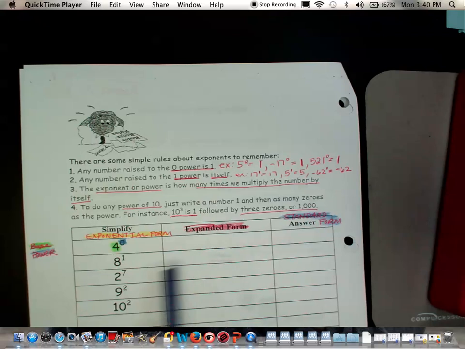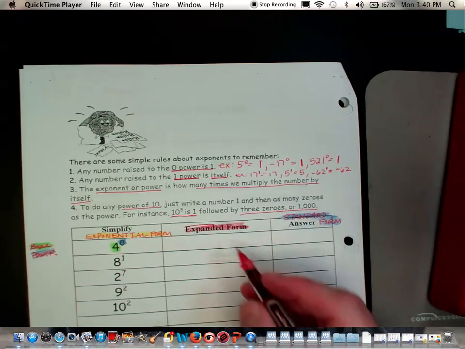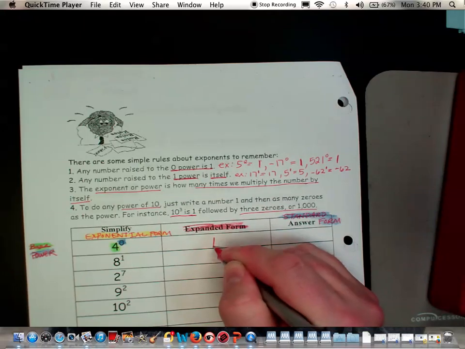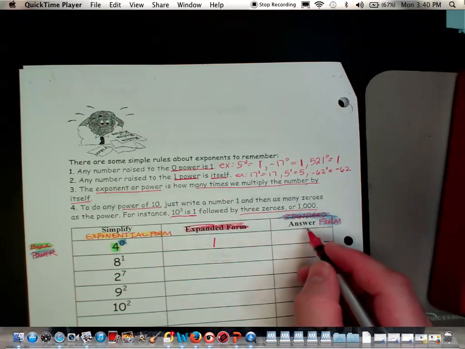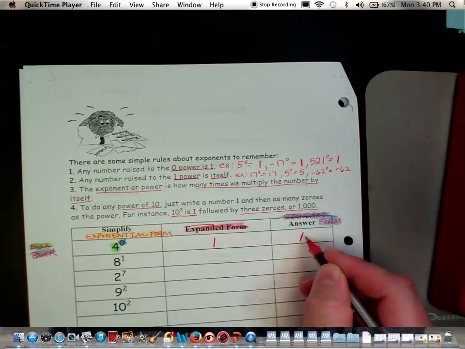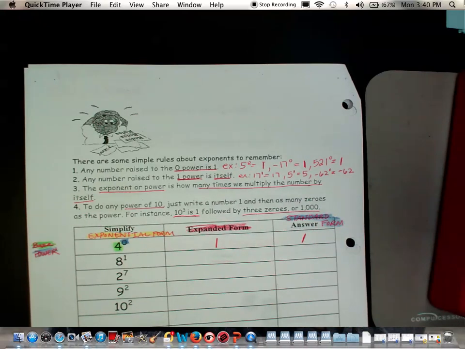When I expand that out, I put it in expanded form. I don't need to put anything down because 4 to the 0th power is 1. And in standard form, it is 1. Okay? That's my answer.